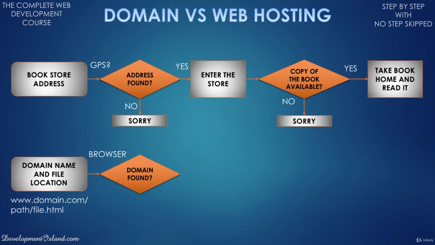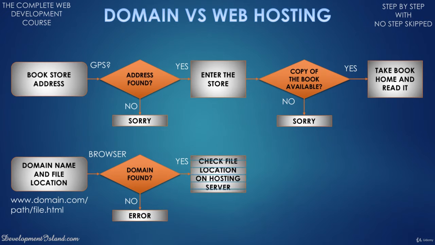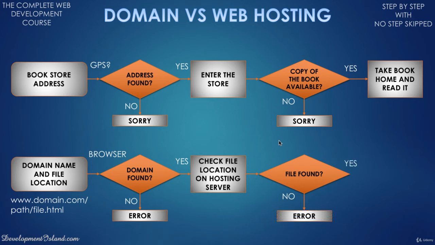Now if we find that address, then we move to the next step, which is to check the file location on the hosting server. We're going to check if this path has got a file called file.html as an example. If we find that file, then we're going to download a copy of it on our computer and display it on our computer. And this is how it works.